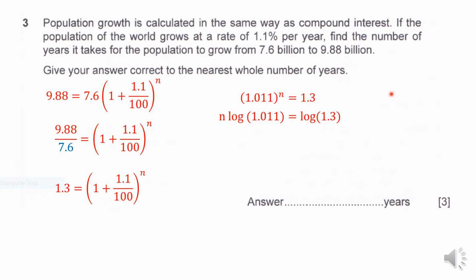So power law, the n in front, and now you need to divide throughout by log 1.011 in order for you to find the answer. But then they are saying you're supposed to give the answer to the nearest whole number. So 23.9 becomes then 24 years. So in 24 years, it will take this population growth to go to 9.88 billion.